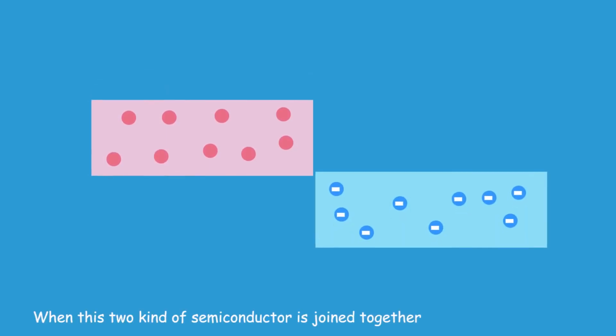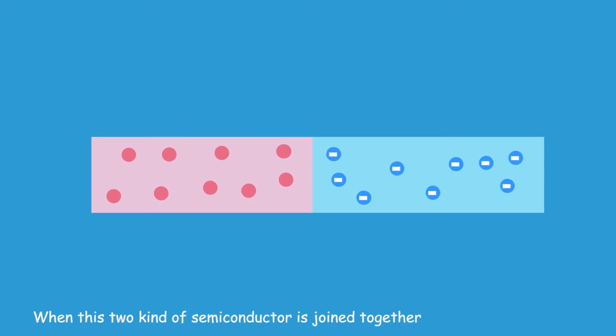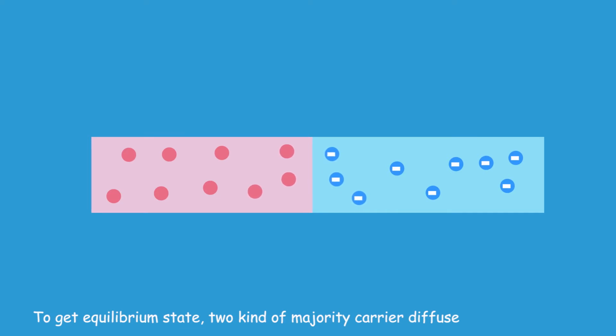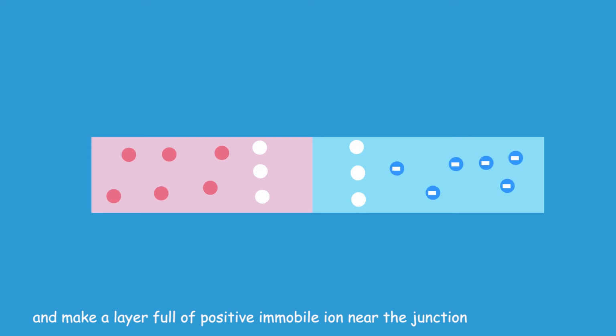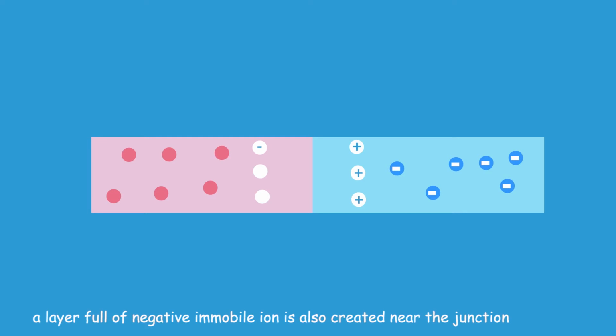When these 2 kinds of semiconductor are joined together, a p-n junction forms. To reach an equilibrium state, the 2 kinds of majority carriers diffuse across the junction and recombine, producing ions. This process makes the n region lose free electrons and creates a layer full of positive immobile ions near the junction. As the free electrons recombine with holes in the p region, a layer full of negative immobile ions is also created near the junction.